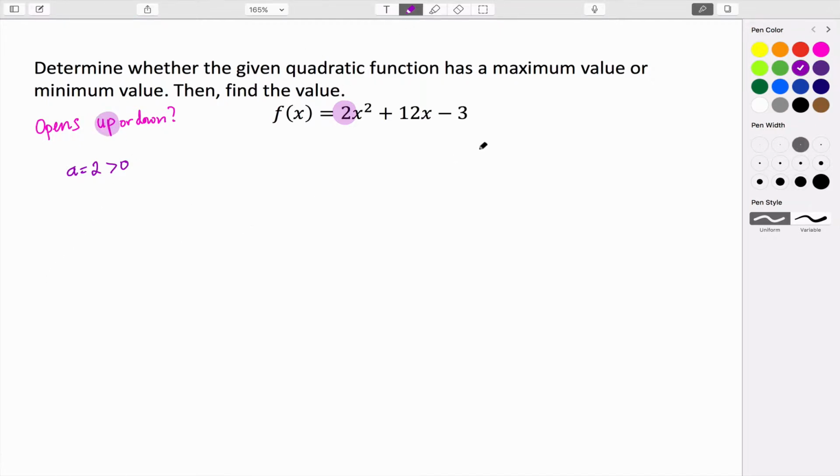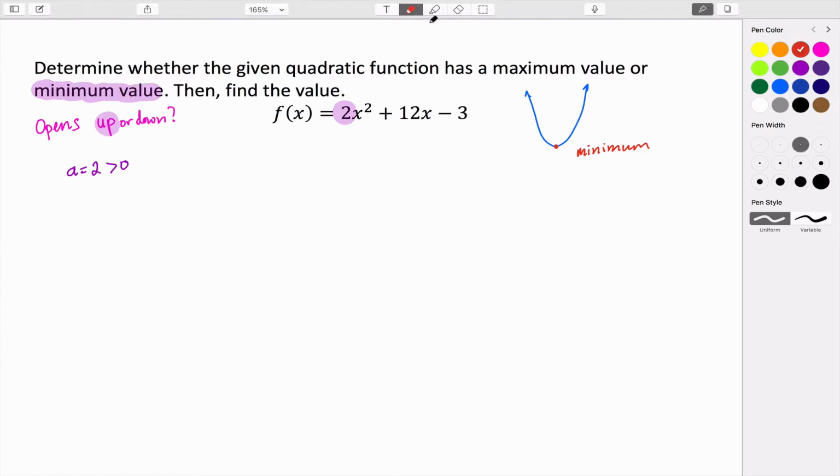And that means that our graph is going to be in this shape, right? It's going to look something like this for our quadratic, which means that down here at the vertex is going to represent a minimum value. So for this function, our graph has a minimum value.